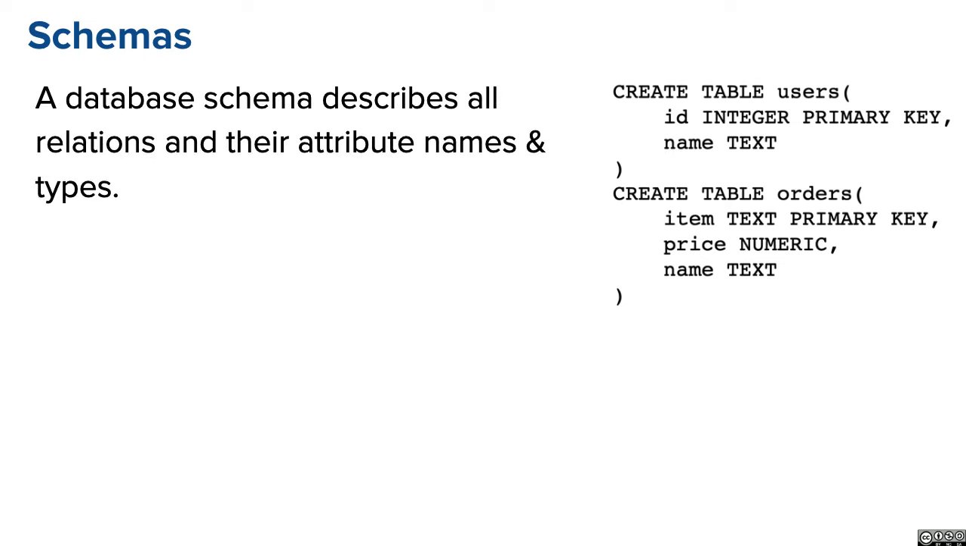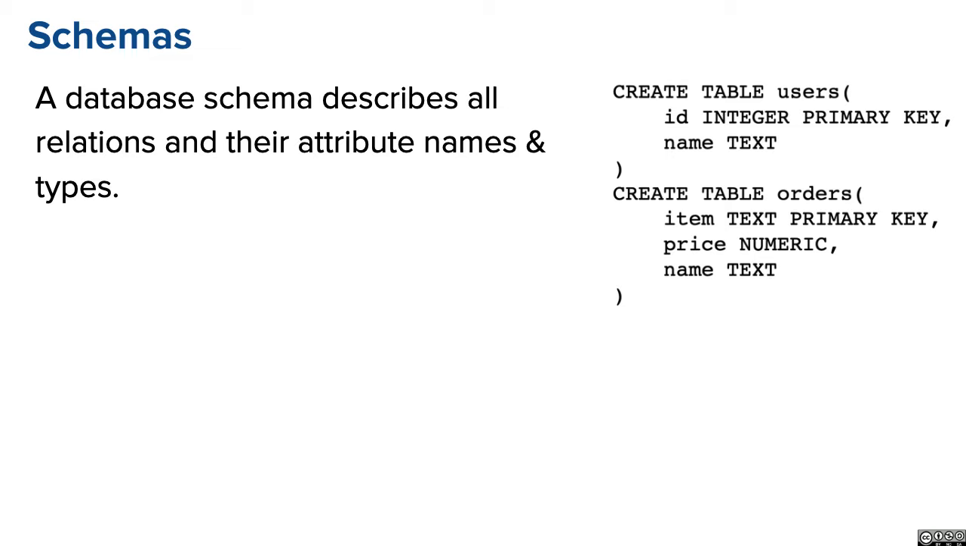All right, so schemas. In a database, every relation has a schema, which essentially is a description of what the table contains. On the right here, you'll see an example schema of a data set we're going to be using in a few minutes, where I have two relations. One relation is called users and one relation is called orders.